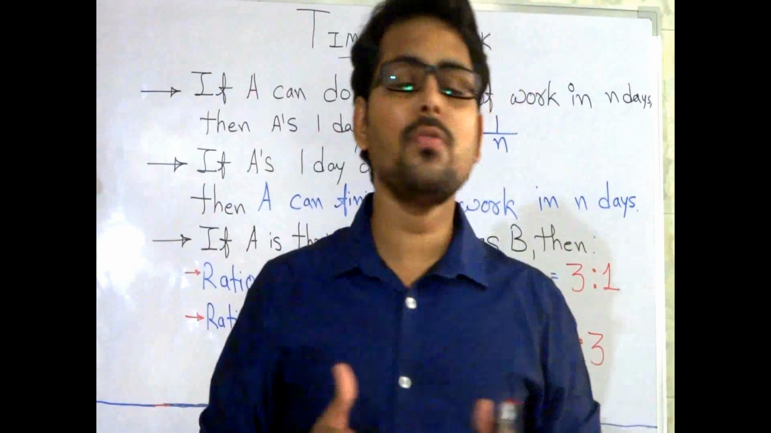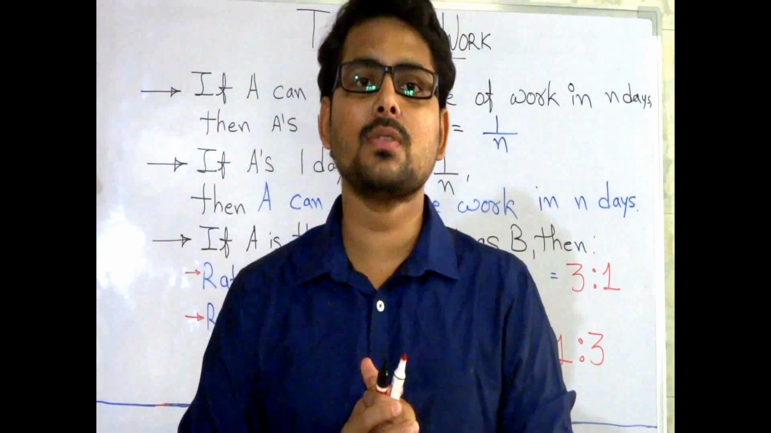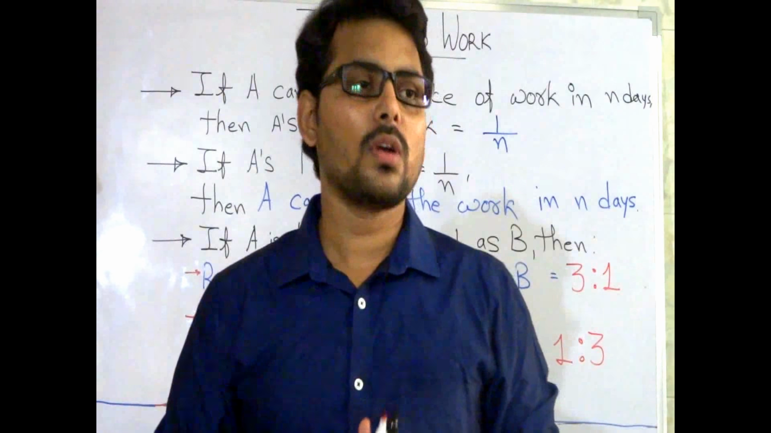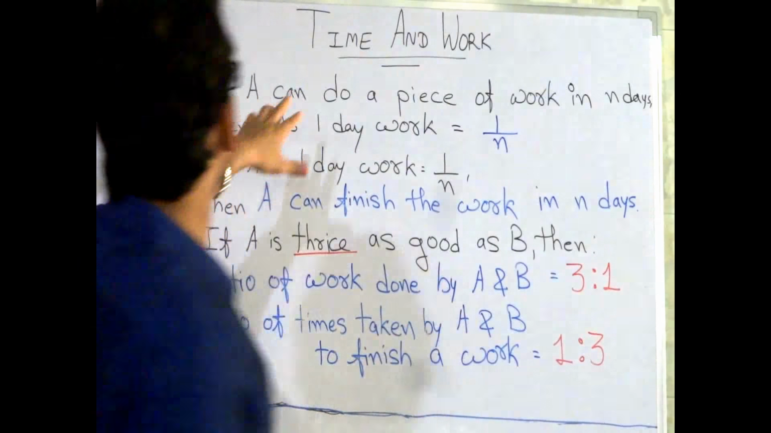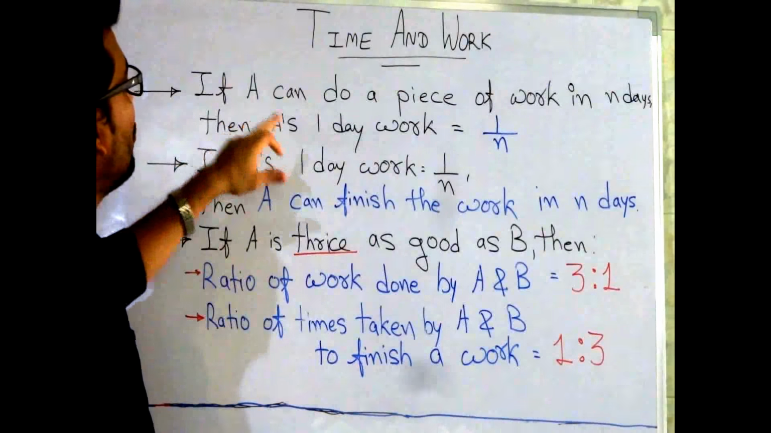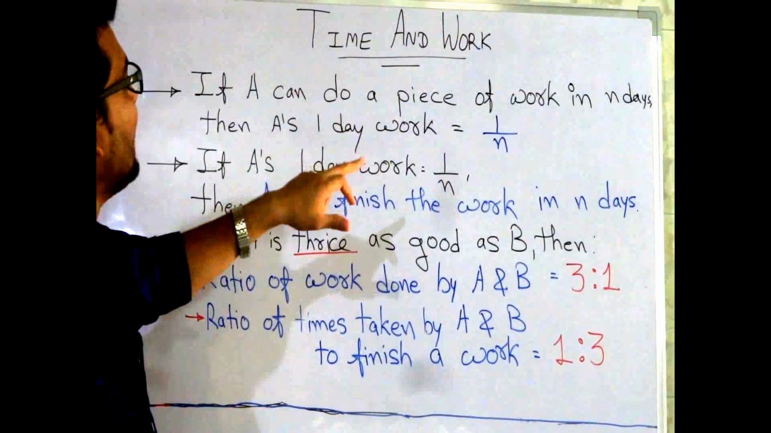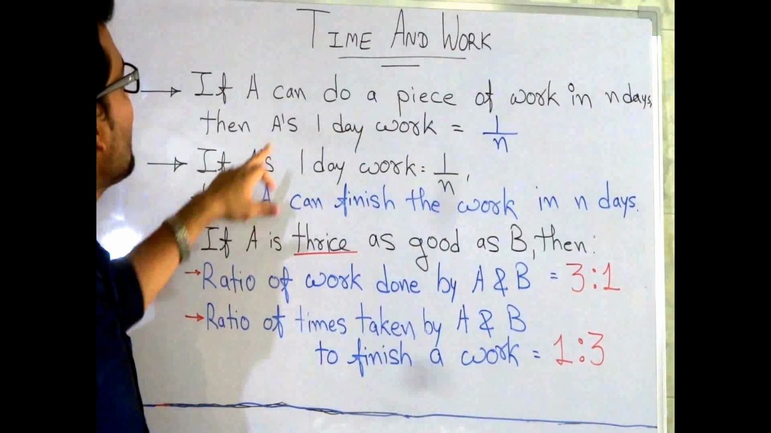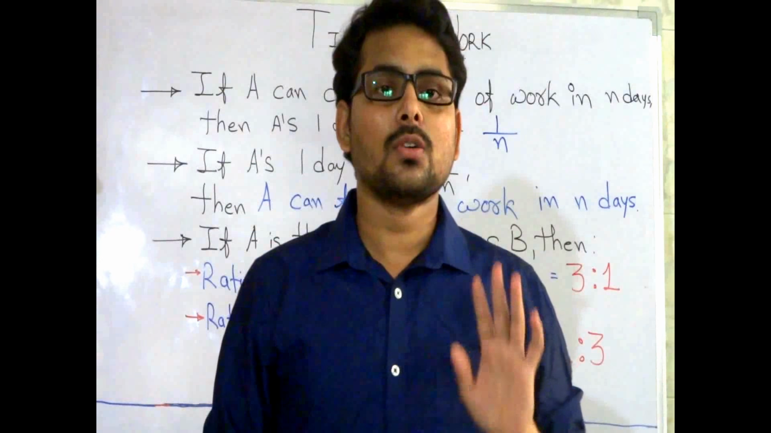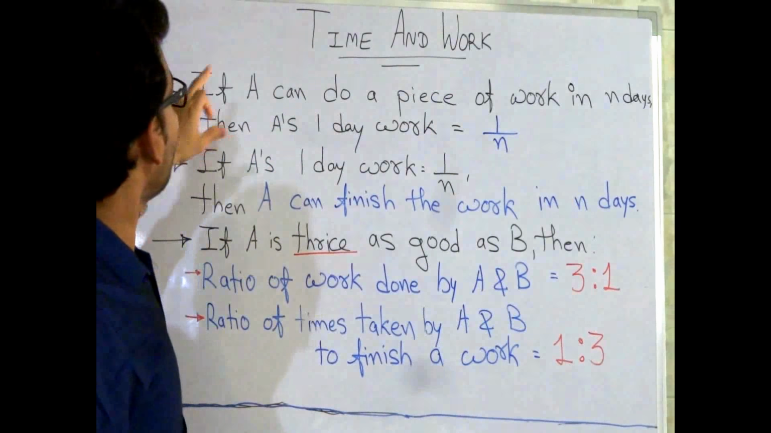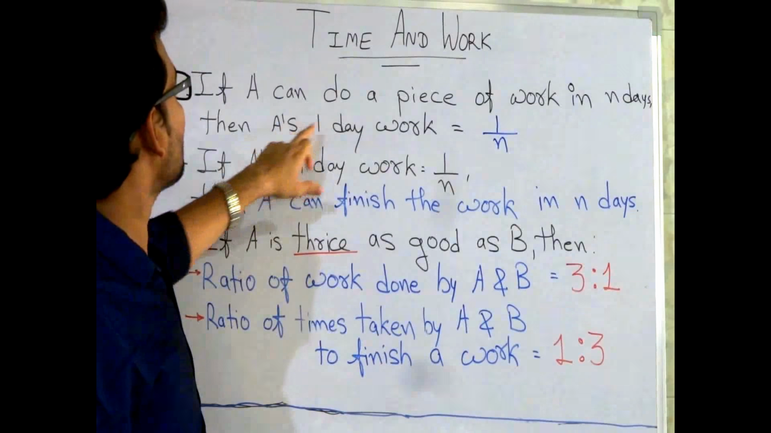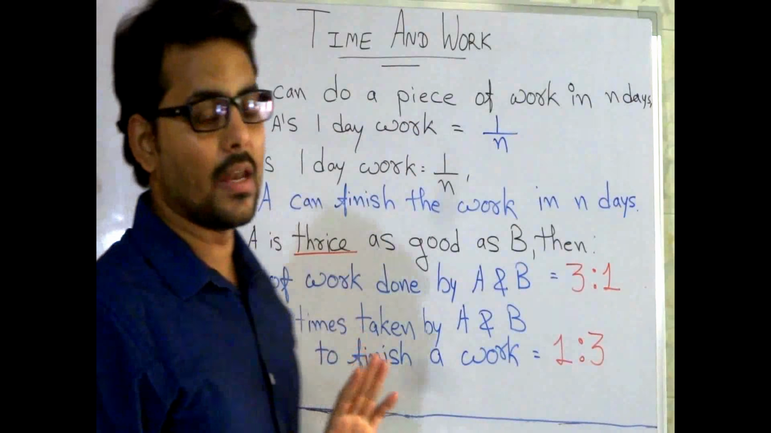Before we go for problems, we have to understand these three fundamental things. Very simple. So see, the first one is, if A can do a piece of work in n days, then A's 1 day work is equal to 1 by n. So what it is saying is, if A can do a piece of work in n days, then A's 1 day work is 1 by n.